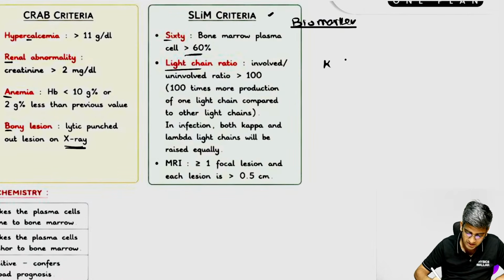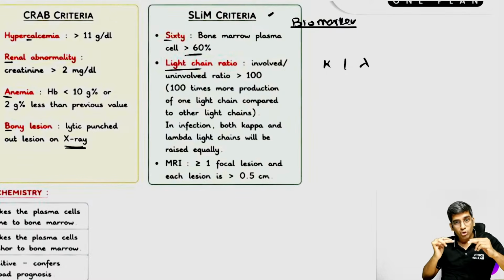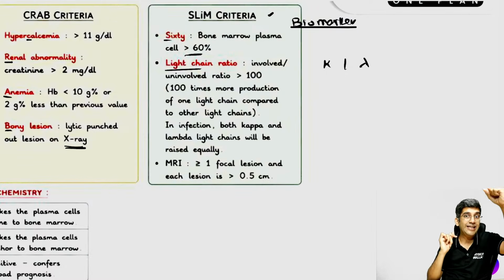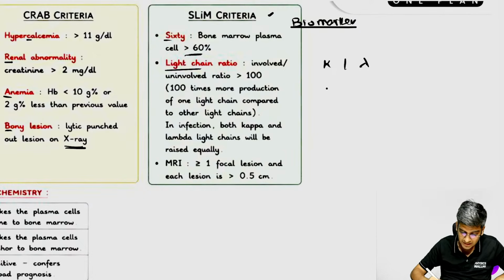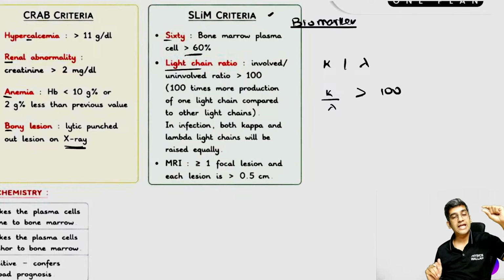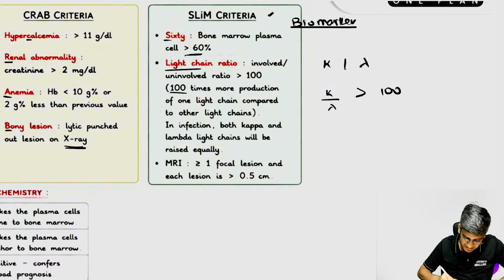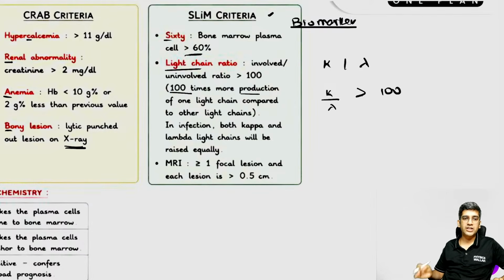We have two light chains, kappa and lambda. Normally the ratio is like 2:1 or 1:2. That's all. In inflammation, both kappa and lambda will elevate, not only one. But in a condition where kappa to lambda is 100 or more, which means one light chain is 100 times more than the other, that is very, very rare in a normal condition. It has to be neoplastic. That's the light chain ratio, right? It's unlikely to be an infection. It has to be a cancer.